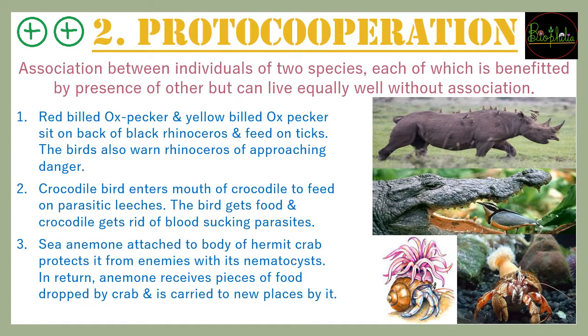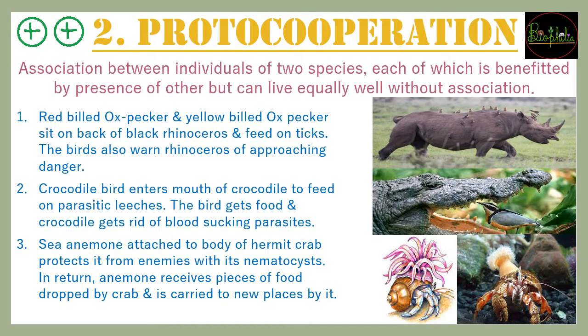So the next category of interaction we see is protocooperation. So what happens here? In protocooperation both species will be benefited, so that is not an issue. But what is the main important thing you need to remember? In mutualism too, both species are benefited, but what is the difference between the first and the second interaction? In the first interaction, mutualism, we saw that the two species have an obligatory relationship, and if they are separated they will not be able to live without each other.